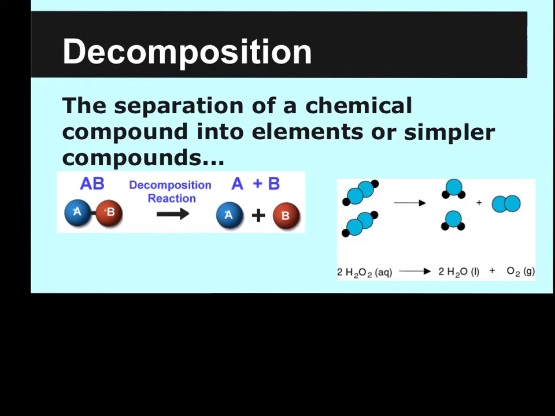All right, the next chemical reaction type that we are going to talk about are decomposition reactions. And in decomposition, you have a separation of a chemical compound into elements or simpler compounds. So the example is like this.